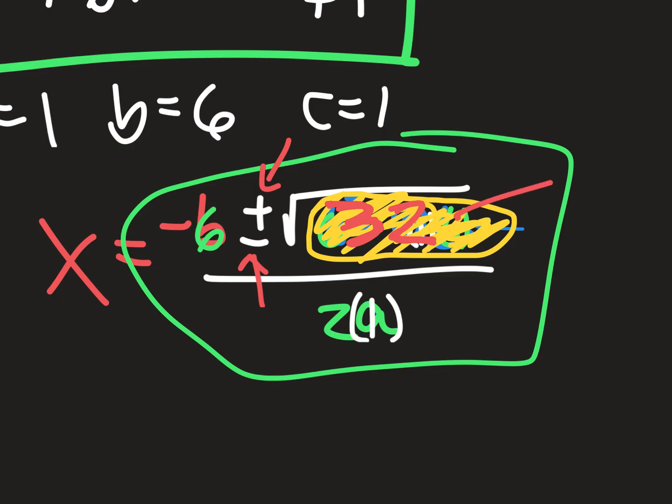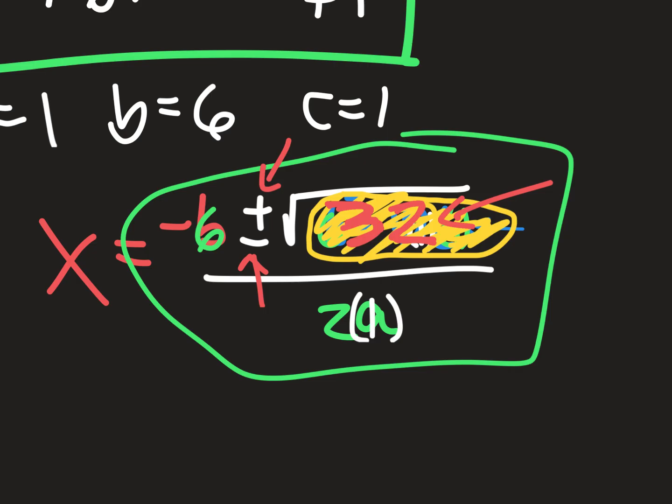What if this had come out negative? Then how many solutions would I have? None. I would have no solutions. If that was negative, there's no real solutions. You're making up stuff at that point. You're getting imaginary solutions.